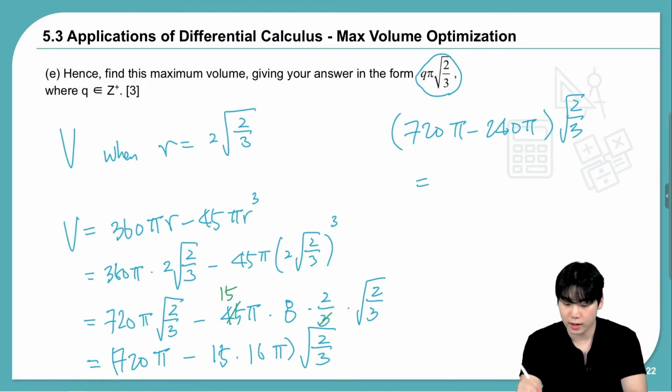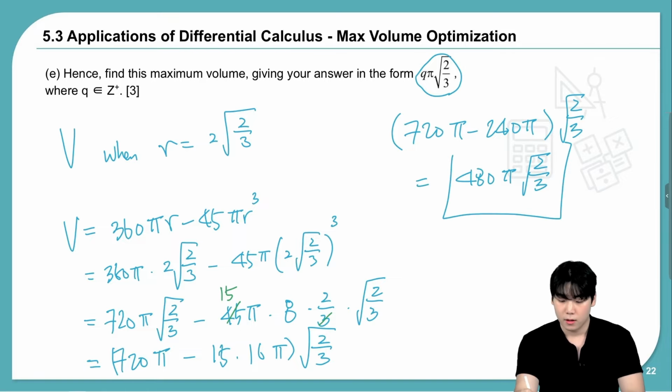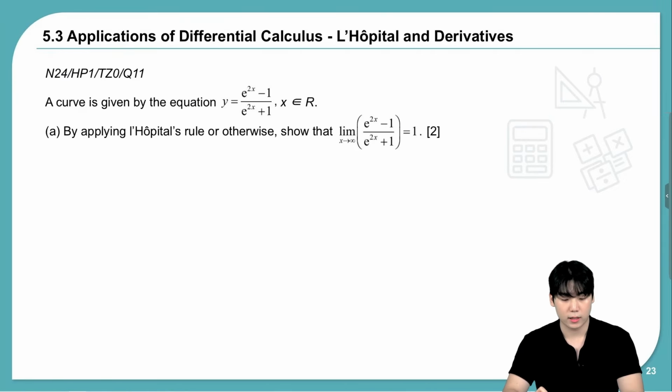And hence we have our answer to be 480 pi root 2/3. And that is our final answer. Okay? All right, let's move on to the next question.